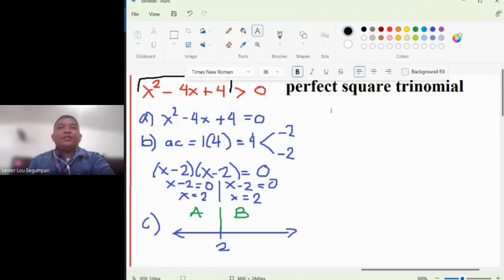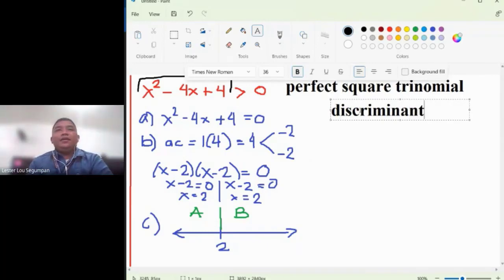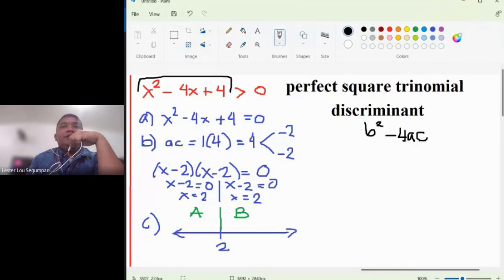This is also supported by the concept of the discriminant. Right? If we are going to solve, that's b squared minus 4ac. B here is negative 4, so you square that, minus 4 times A, which is 1, and then you have here another 4. So negative 4 squared is 16, minus 4 times 1 times 4, which is also 16. So you will get 0.